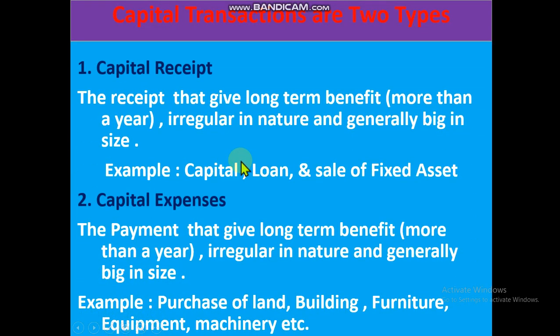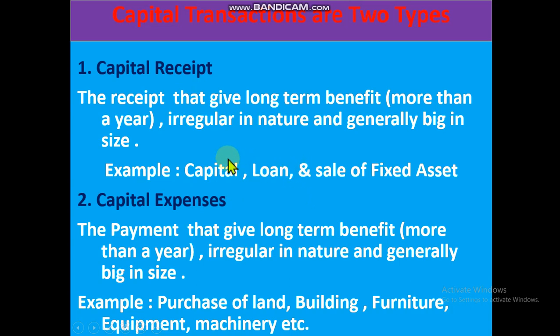Dear student, this capital transaction is of two types. Number one, capital receipt. Number two, capital expenses. Capital receipt is the receipt that gives us long-term benefit, and long-term means more than a year, irregular in nature and generally big in size. That means the difference from capital transaction is that now it is only receipt. If you receive money and that will give benefit for a long time and is generally big in size, then it is capital receipt. For example, capital loan, sale of fixed asset.